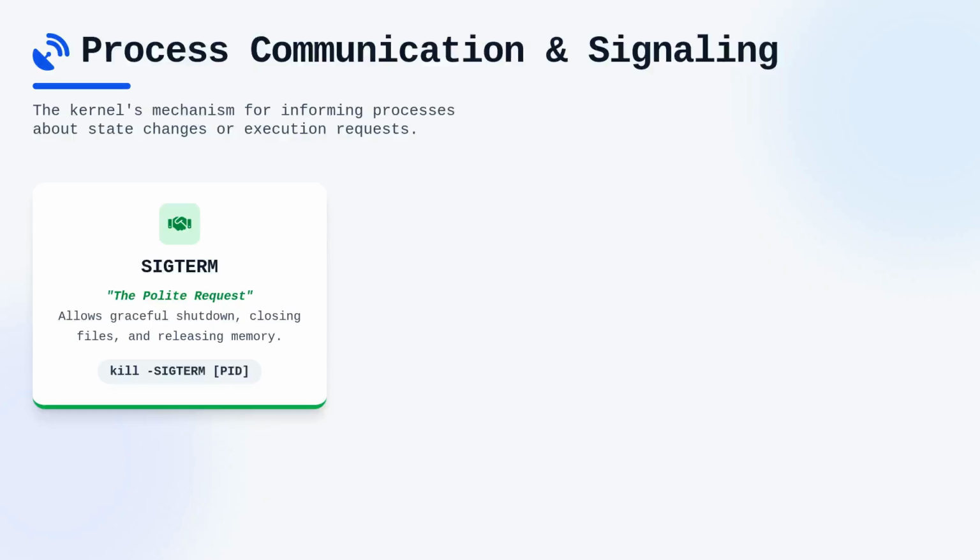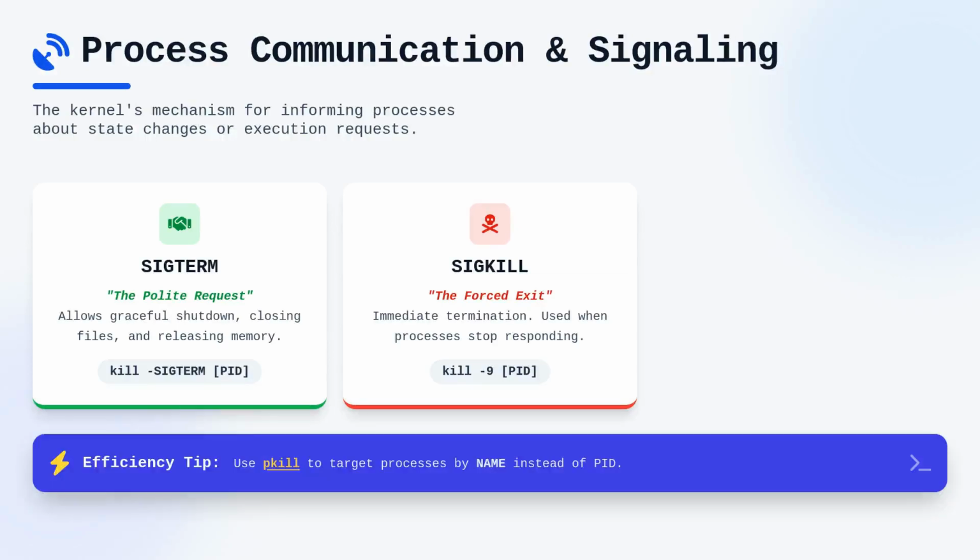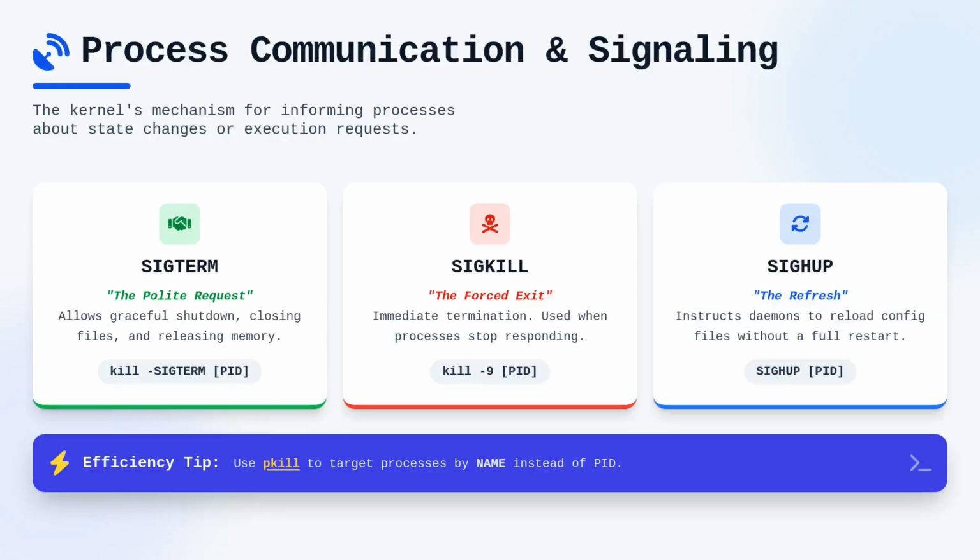If a process stops responding, you may need to escalate to SIGKILL, which forces the process to close immediately without allowing for a graceful exit. For those who prefer to address processes by name rather than hunting for a PID, the pkill command offers a streamlined alternative. Another critical signal is SIGHUP, which is often used to instruct a daemon to reload its configuration files without a full restart. Mastering these signals provides the administrative control necessary to maintain uptime and recover from application stalls.